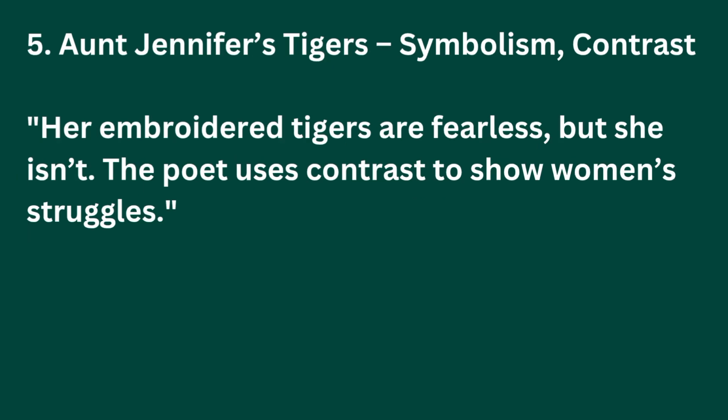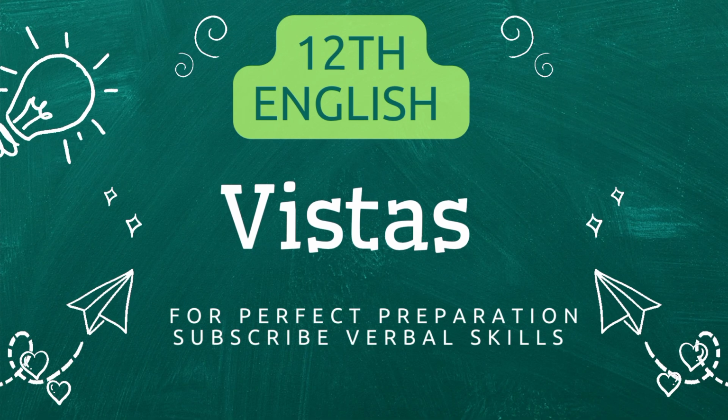Now, the last poem is Aunt Jennifer's Tigers. Symbolism and contrast are nicely created by Adrienne Rich here. Why? Because Aunt Jennifer's embroidered tigers are fearless, but she isn't. The poet uses a wonderful contrast to show women's struggles in this poetry. I hope, students, this much is clear.